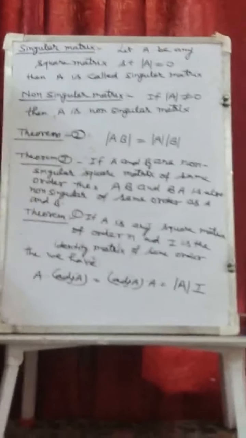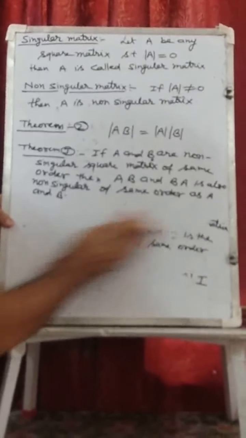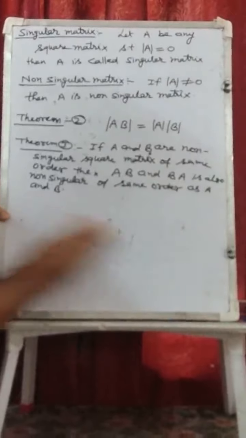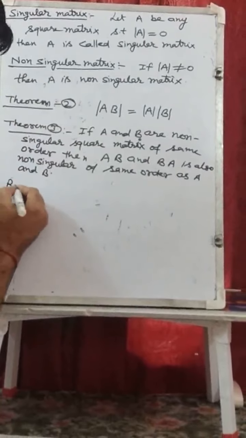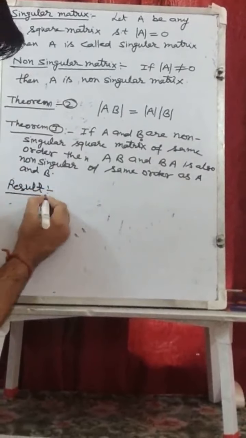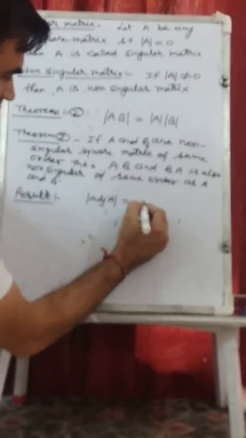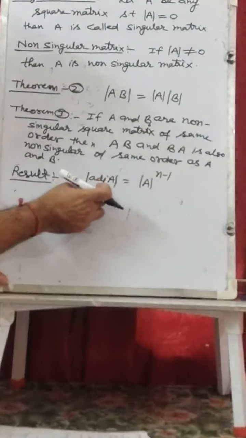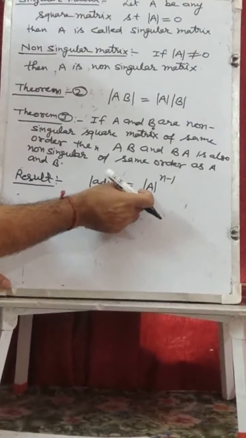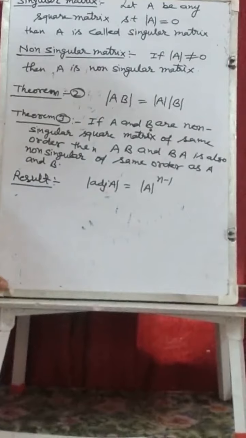So next, result we have: determinant of adjoint of A is equal to determinant of A raised to the power n minus 1. This is the next result.